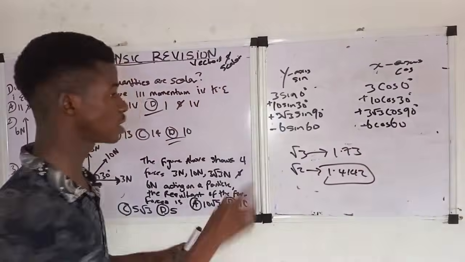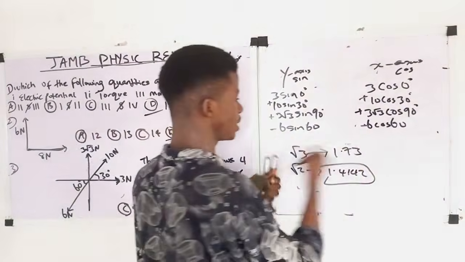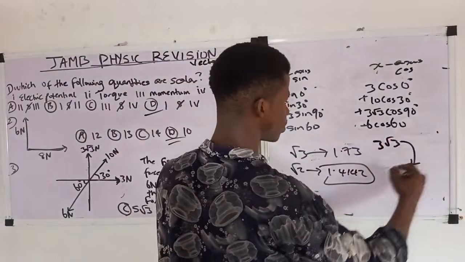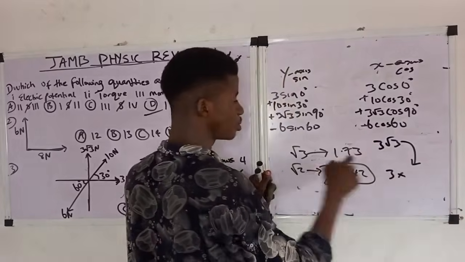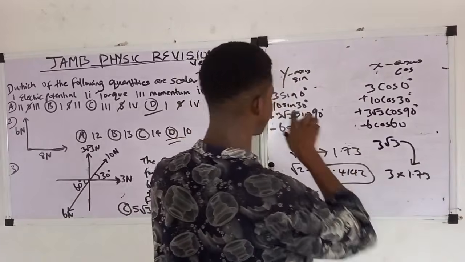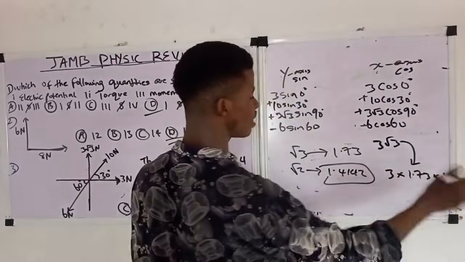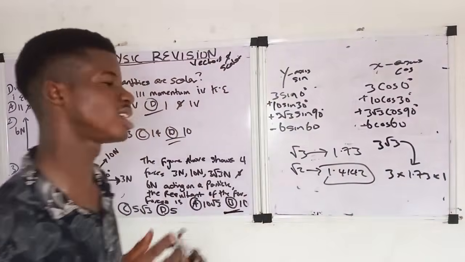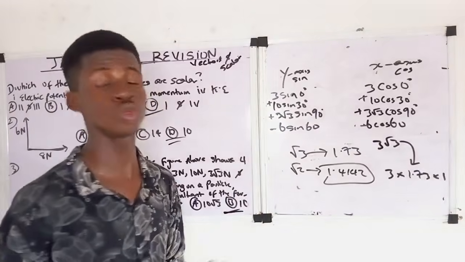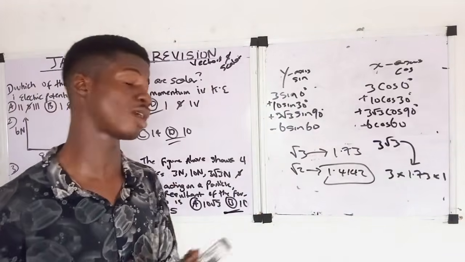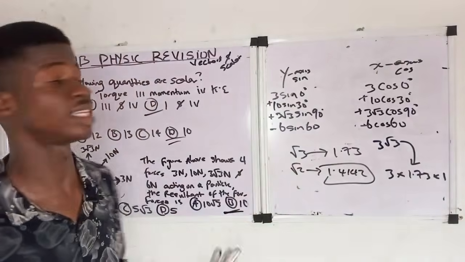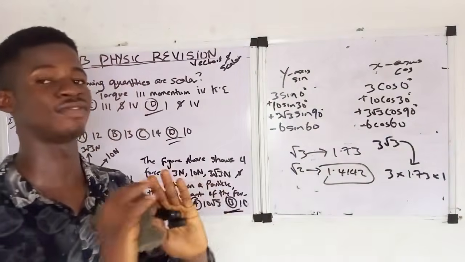Okay, so if you want to simplify this, 3 root 3 will be the same thing as 3 times root 3, which is 1.73. Then sin 90 is 1. So if you multiply everything, you get a value. So that is just it. Please take note of root 2 and root 3. Root 2 is 1.4142. Then root 3 is 1.73. That is very, very important.